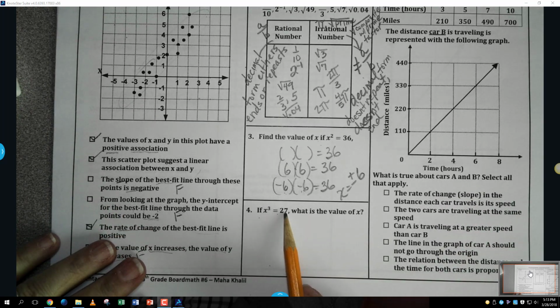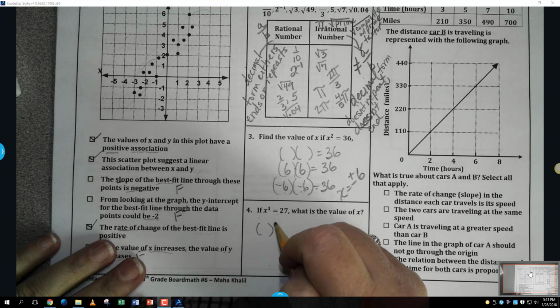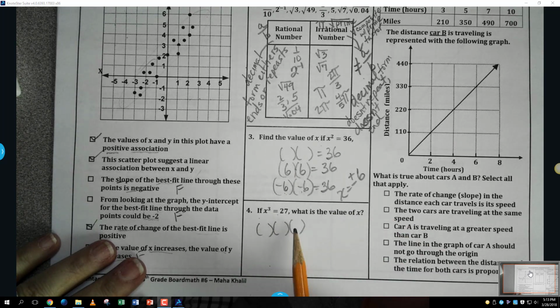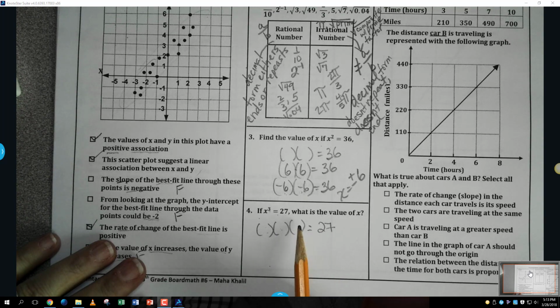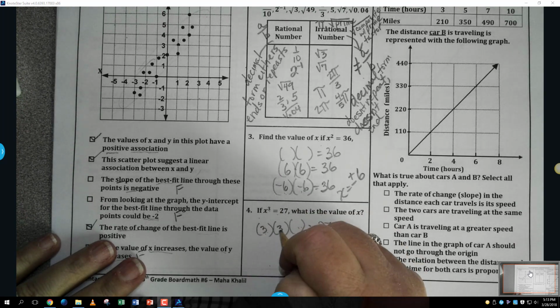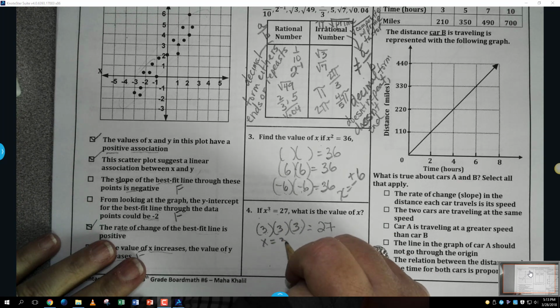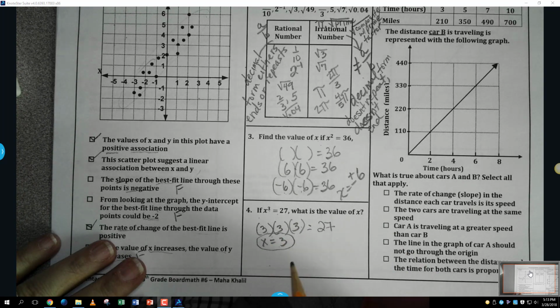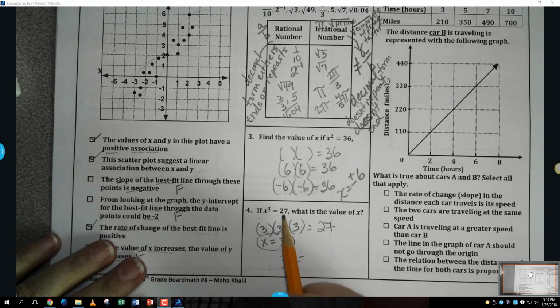If x cubed equals 27, what's the value of x? So here we're asking what number times itself again, right? Cubed, 1, 2, 3. What number times itself three times is equal to 27? So 1 times 1 times 1 would be 1. 2 times 2 times 2 would equal 8. 3 times 3 times 3, 3 times 3 is 9, times 3 is 27. Therefore, x is equal to 3, because that is the number that if I cube it, right, x cubed, 3 cubed, that would be 3 times 3 times 3 is 27.